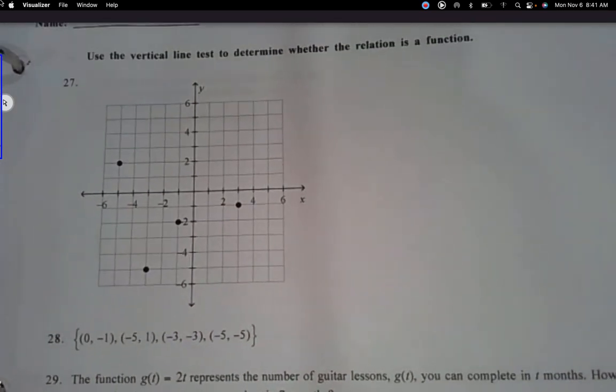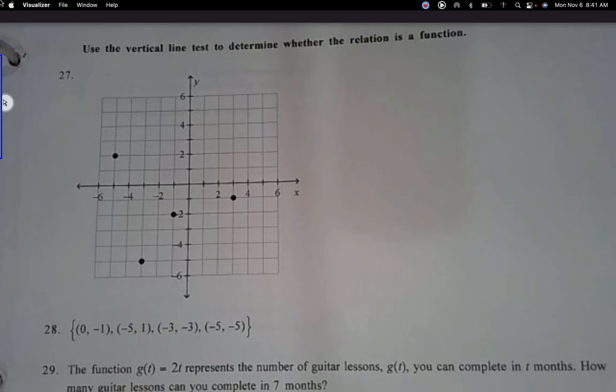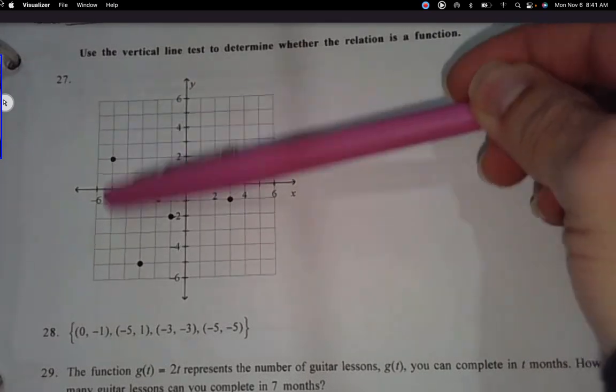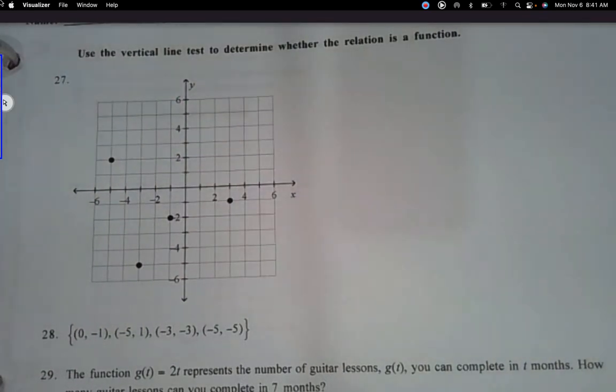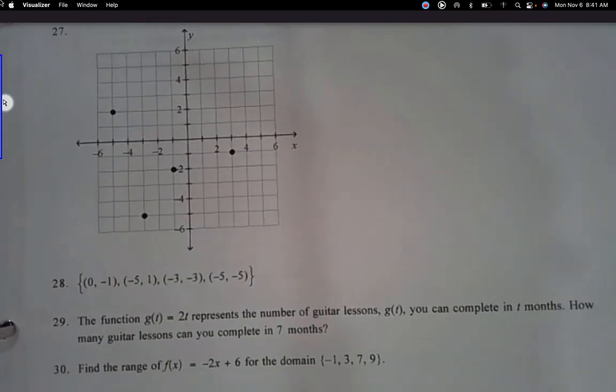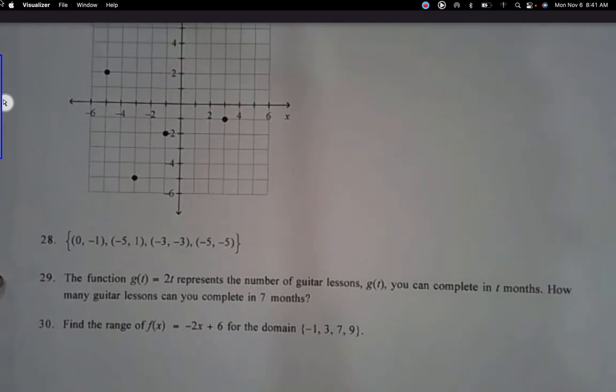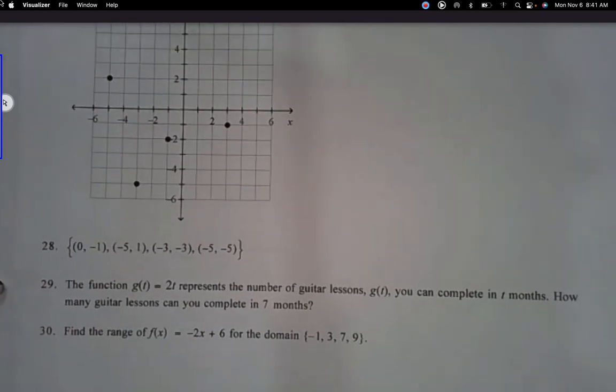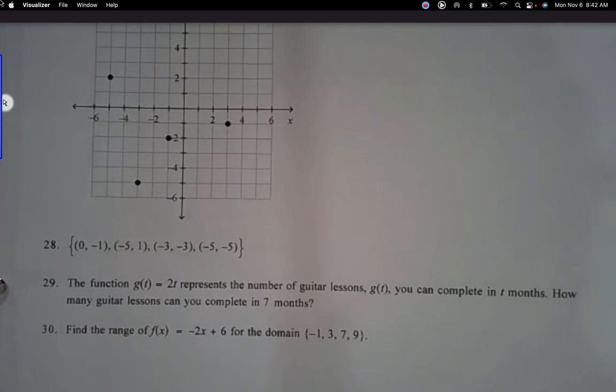Alright, 27. Is that a function? If I draw a vertical line, yes, it would only go through one point at a time. Yes, it only goes through that one, that one, that one, that one. So yes, it's a function. That's all you do on there. Are we good? 28, and this is what y'all had on your paper. 28, is that a function? No, why not? Because -5 is listed twice right here. So this one is no. This one was yes. That's a vertical line test.